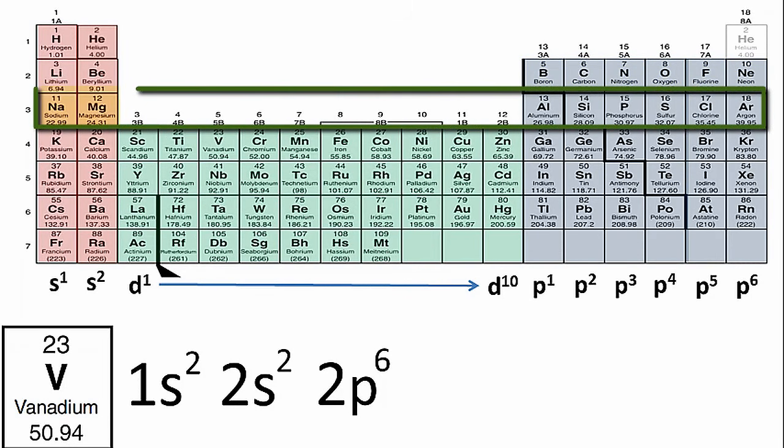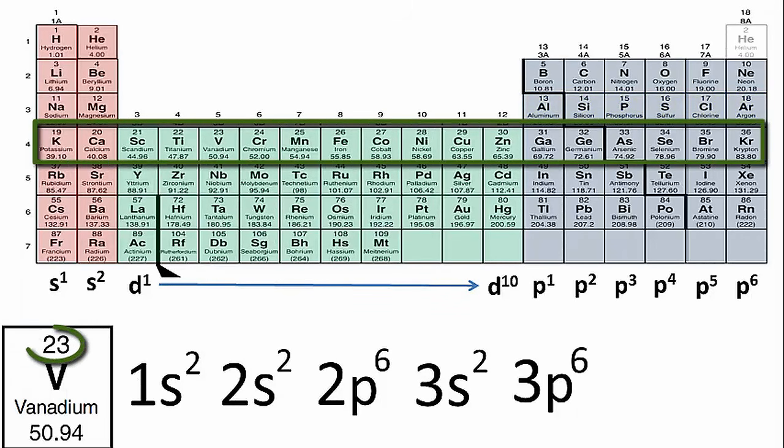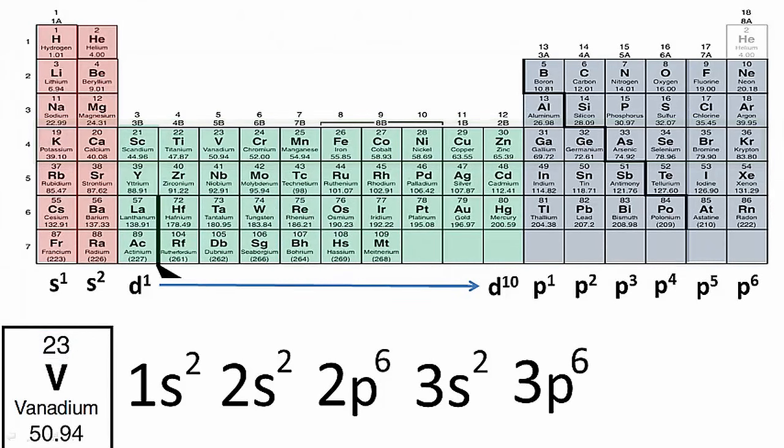Down to period 3, 3s2, then we have all of the 3p's, those are full as well, so 3p6. We're down to period 4, and we're getting close to those 23 electrons that we have for vanadium. So in period 4, we have 4s1 and 4s2. Those are full, so we'll write 4s2. And then we're into that d block there, and if we go over 1, 2, 3, that's where vanadium is, so we would expect that we would have 4d3.